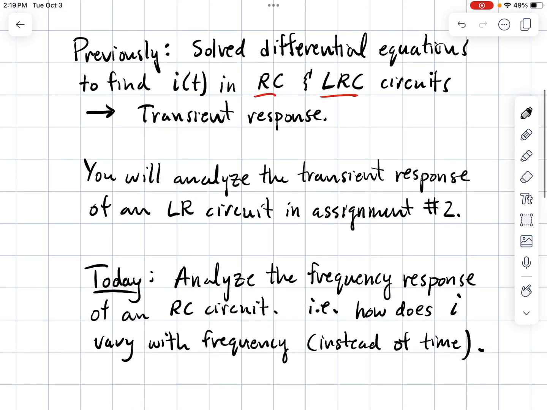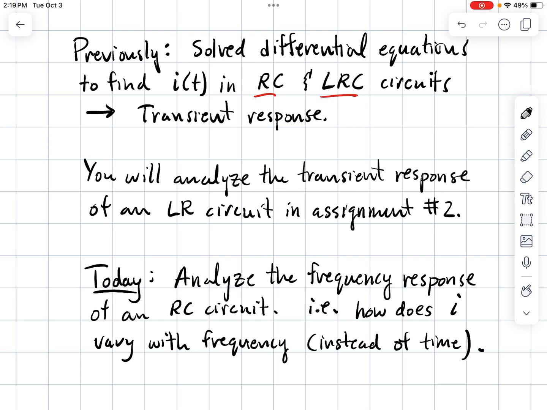So, what we've been working on the past couple of weeks is solving for the transient response of a current in a circuit. And we specifically looked at the RC circuit and the LRC circuit. For the case of the RC circuit, we analyzed that problem in full detail and we actually solved the differential equation. For the LRC circuit, the differential equation was more complicated. It was a second order differential equation. And so what we did instead is try to use some insights that we had from a mechanical analogy to the LRC circuit to kind of deduce some of the characteristics of the solution.